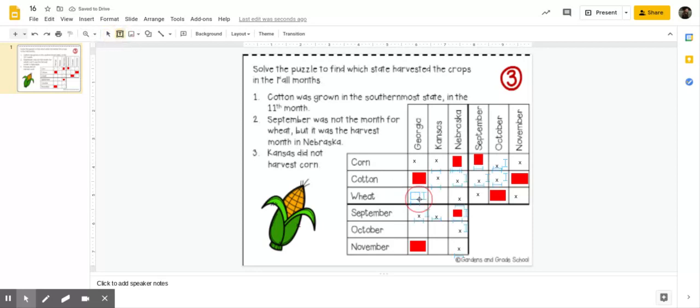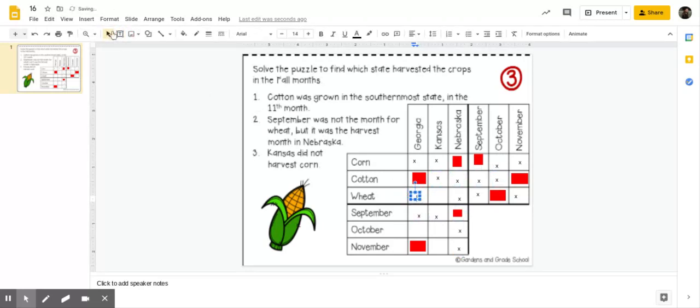This means that wheat cannot be there and October could not be there. And that also Kansas cannot have November. And this leaves me with that Kansas picks wheat in October. And if we go across wheat in Kansas, October, it is a match.